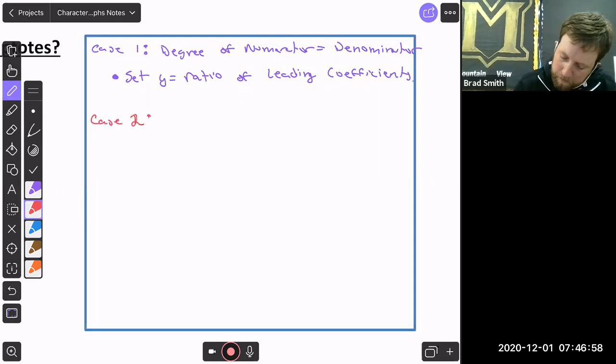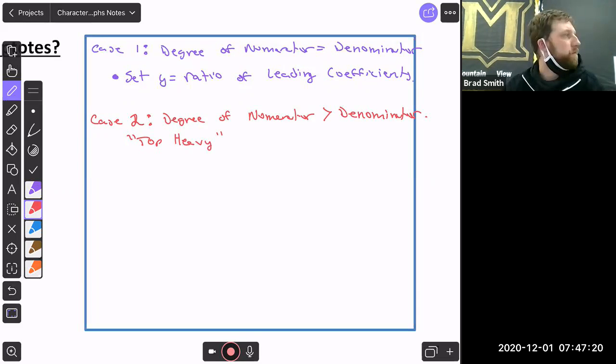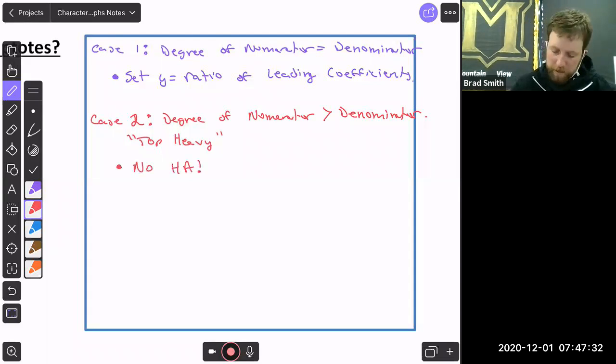Case number two. We'll say here the degree of the numerator is larger than the denominator. You'll hear me call this top heavy because the top is bigger than the bottom, so top heavy. If it's top heavy, there's no horizontal asymptote.